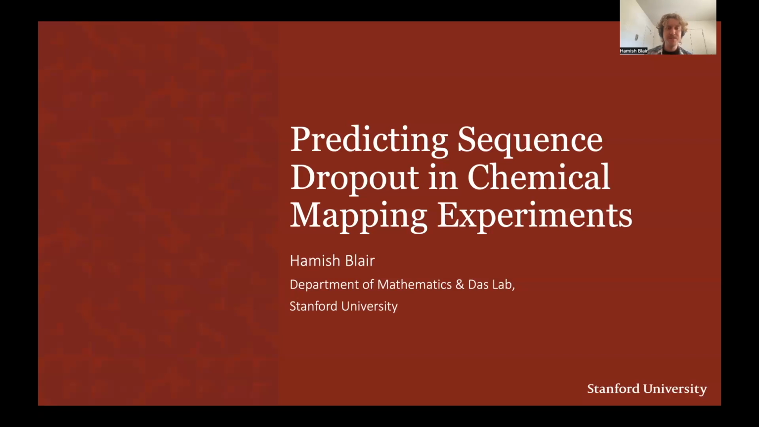So as a quick introduction of who I am, I'm a PhD student here at Stanford. I am a mathematician by trade, and that's my home department, but I try to put my skills to use doing machine learning and RNA biology with the Das lab. So sequence dropout is a problem that we've been facing as we try to scale up our chemical mapping experiments, where the quality of our data seems to just go down and down.